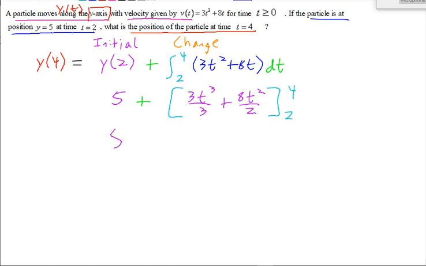And let's keep writing the 5 so we don't forget about the initial. Plus, you can simplify this a little bit before you substitute in. So you can see that the 3's reduced out here, and 2 goes into 8 4 times. So this really just simplifies to be t cubed plus 4t squared.